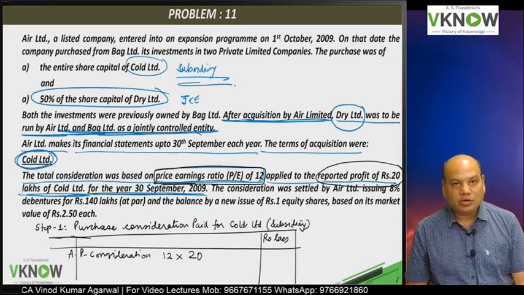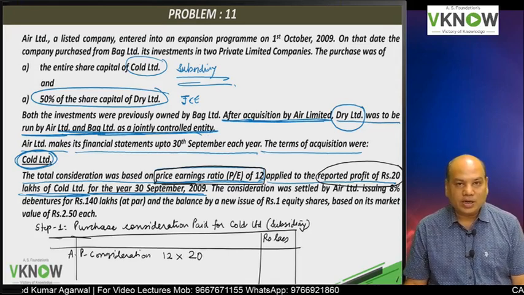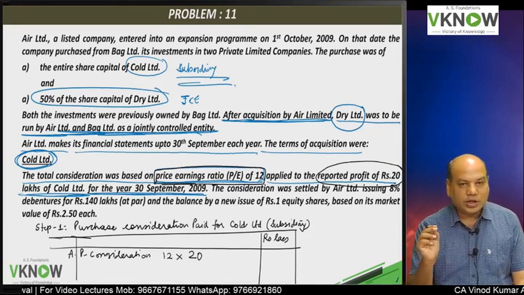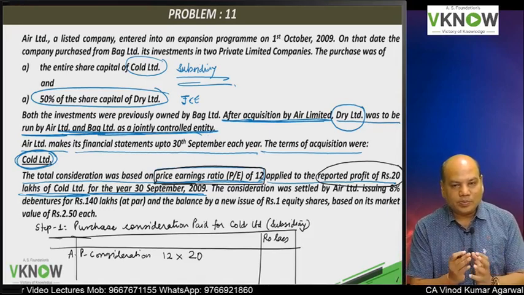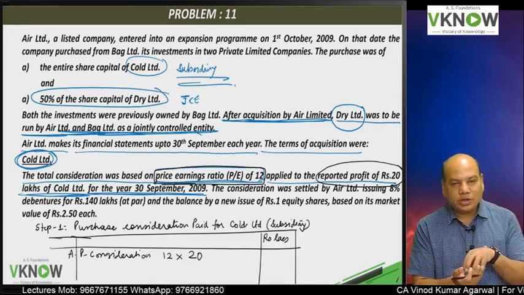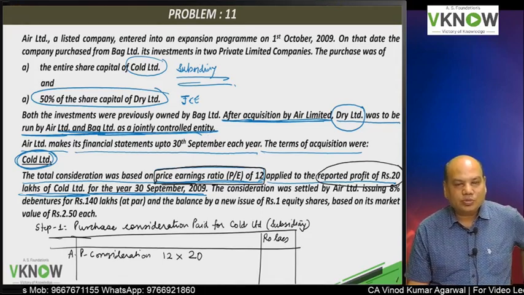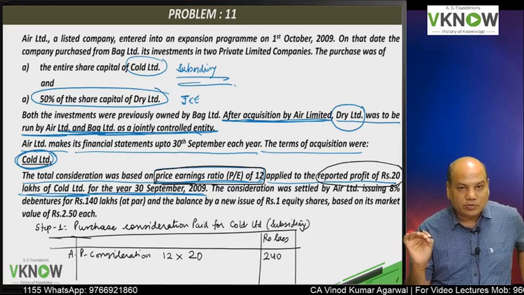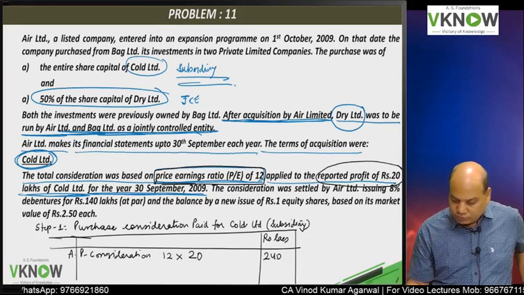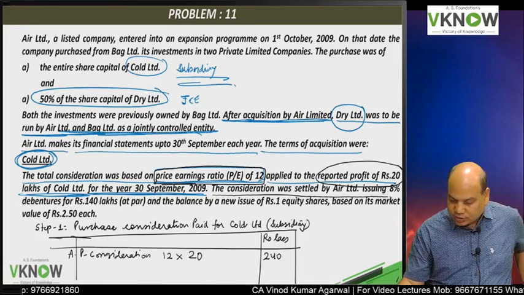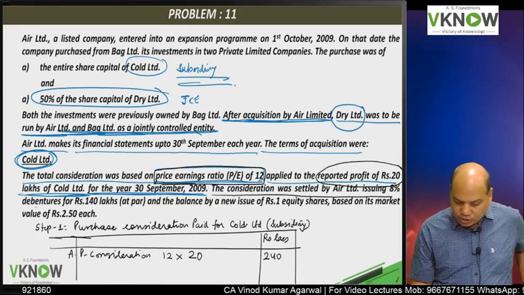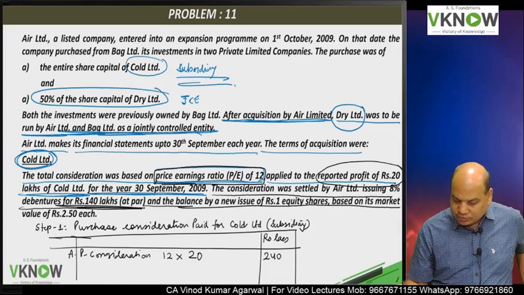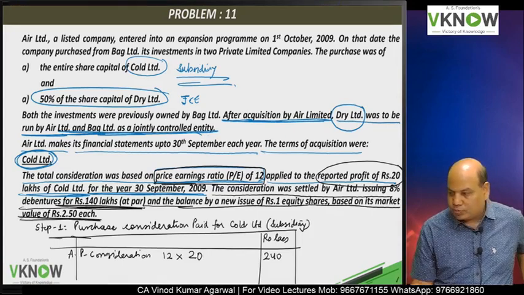P ratio into earning is called market capitalization or market value. You will study this in the financial management subject. That is how companies are valued. Earnings 20 lakh multiplied by price to earning ratio 12 times, 240 lakh is the purchase consideration paid. This is one method of computing purchase consideration. The consideration was settled by Air Limited by issuing 8% debenture for 140 lakh at par and the balance by issue of one equity share based on its market value of 2.50 each.